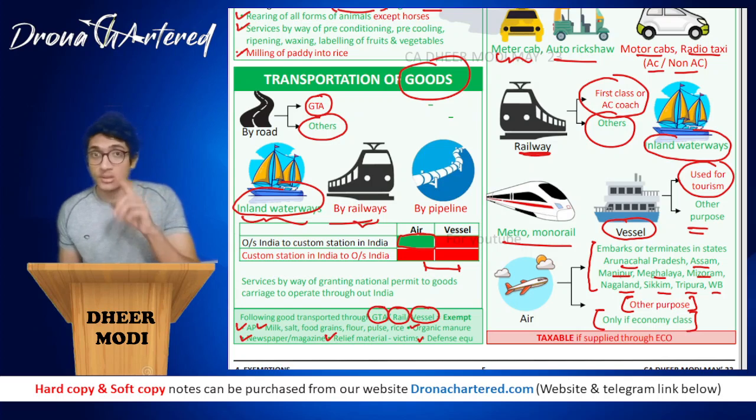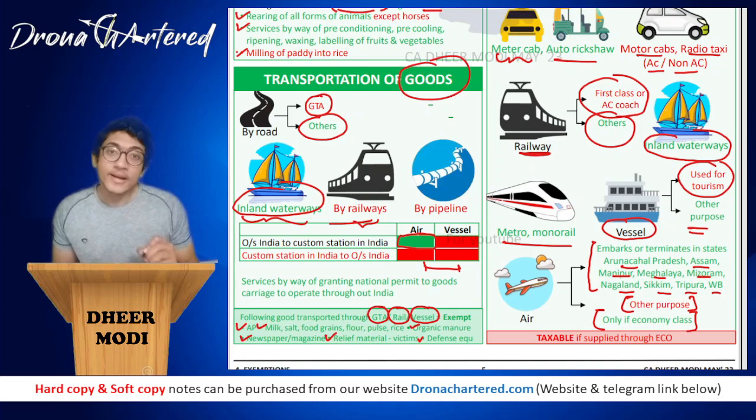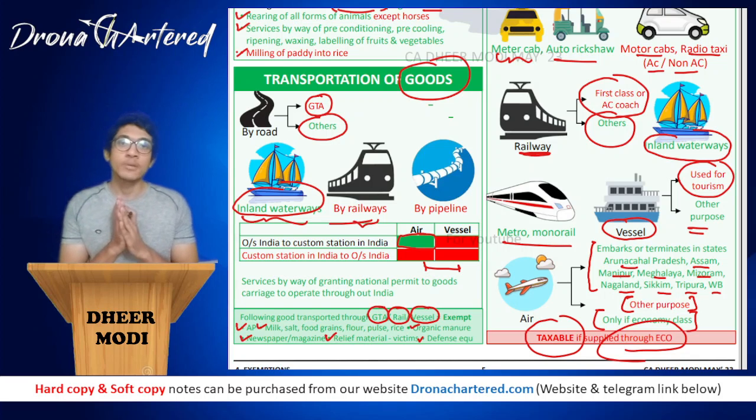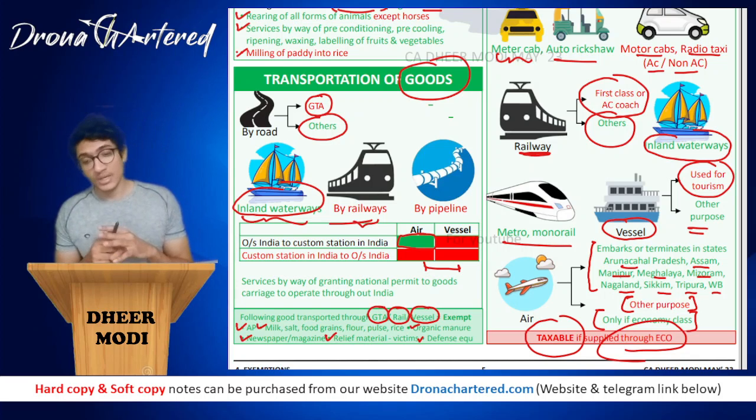Okay, so if it is business or first class, it will not be exempt. GST will be leviable. Now, these items that we have studied will become taxable if they are supplied through an electronic commerce operator. So anything that we studied above, that was exempt, if that is supplied through an ECO, will automatically become taxable and will be liable to GST.